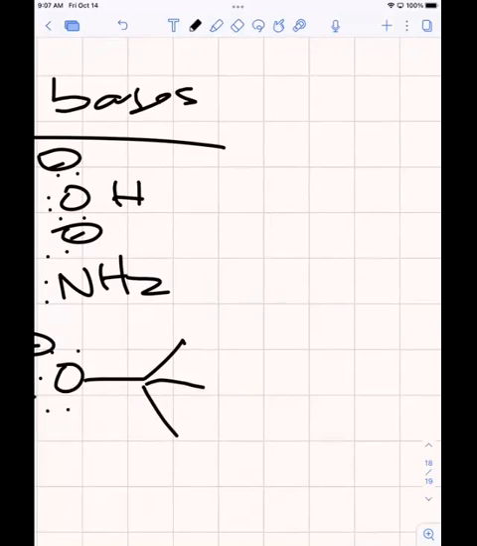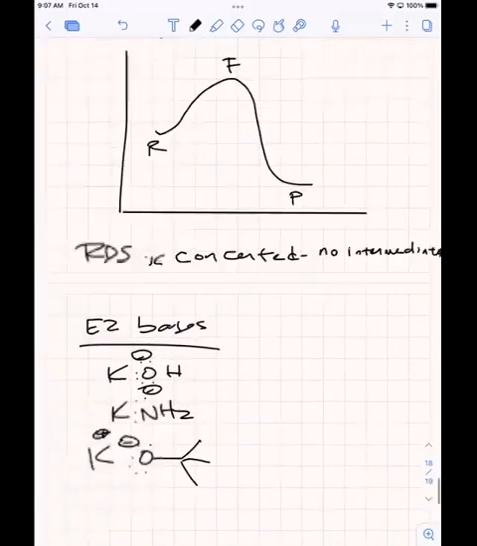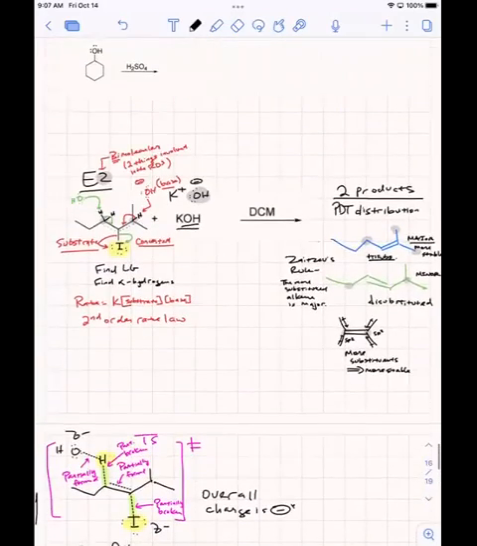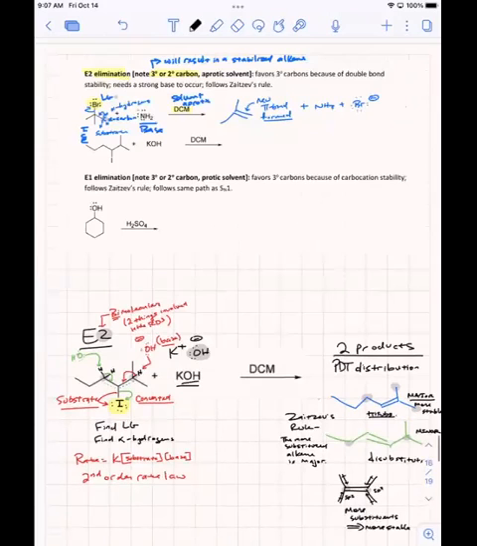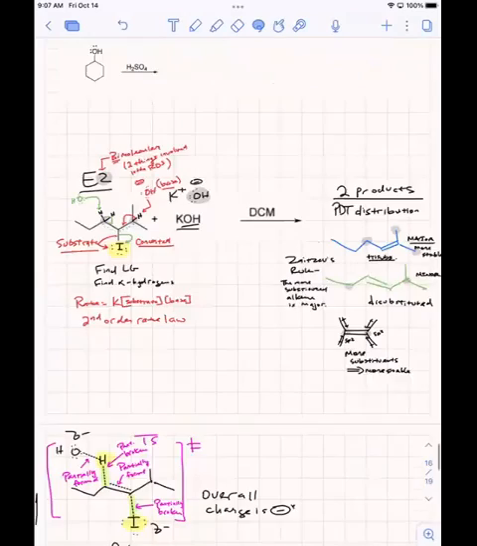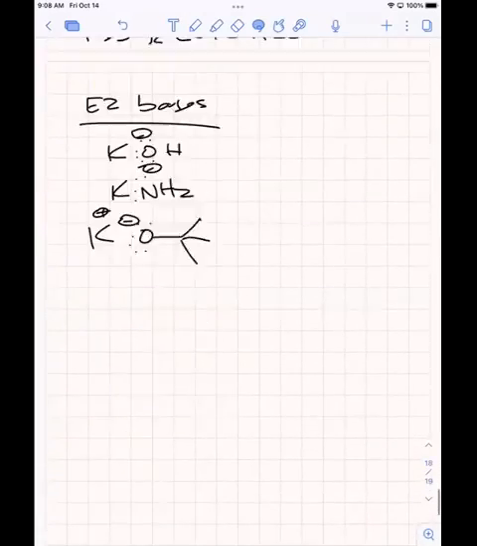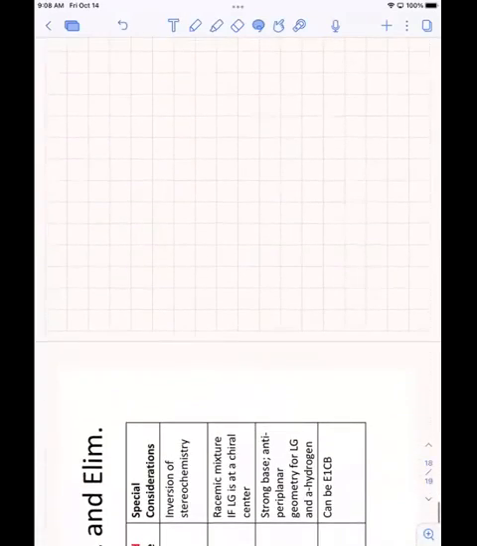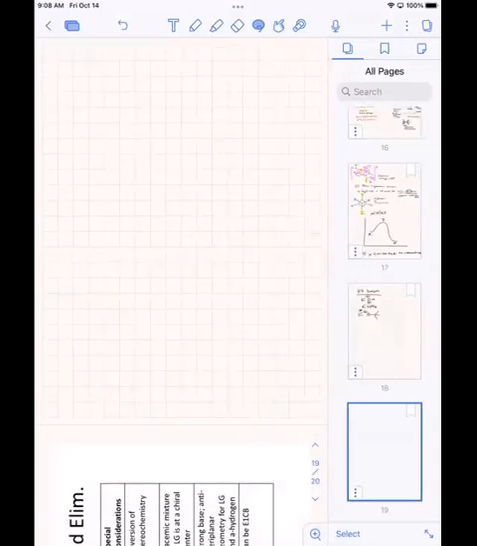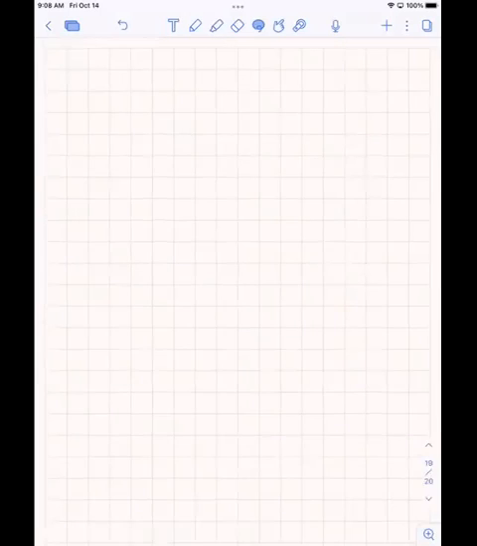So we'll talk about some E2 reactions today. I want to now shift gears and talk about the E1 reaction because it's a little bit different. It follows, as you can probably surmise, a similar pathway to the SN1. It follows a pathway that's similar to SN1.